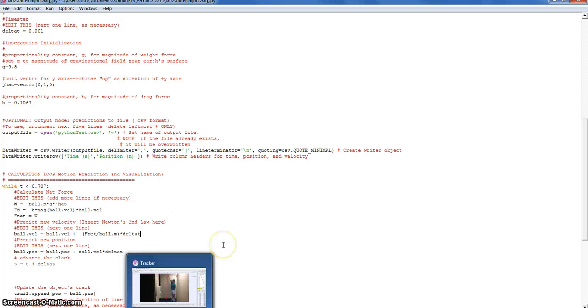We now move over to Python to examine the creation of our first model. This model accounts only for the force of gravity acting on the ball, as can be seen here, as Fnet is set only to W, the weight force. W is calculated as the ball's mass times the gravitational acceleration, 9.8.